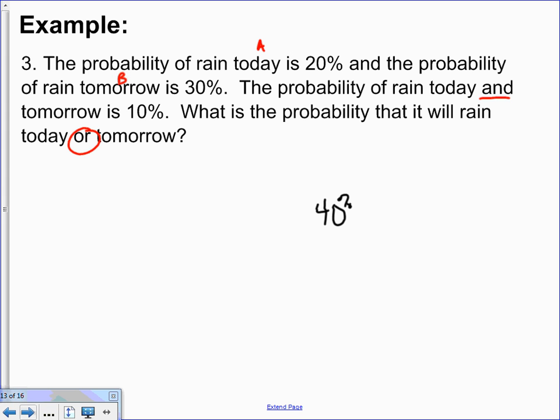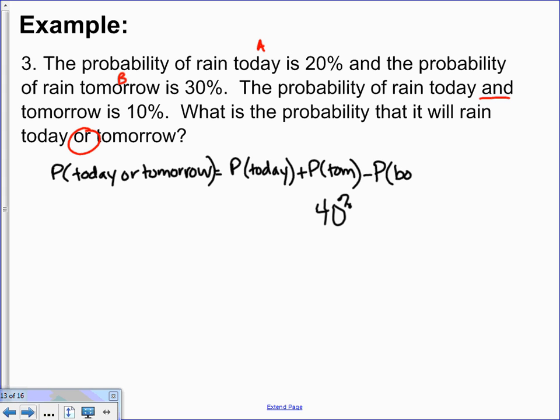So I've still got that keyword or, which tells me to use my compound formula. So I could write something out like the probability of today or tomorrow is equal to the probability of today plus the probability of tomorrow minus the probability of, and for shorthand purposes, I'm going to say both. I'm going to erase Cole's answer here just really quickly. And then you just have to go back and you have to reread. Which parts do you get?